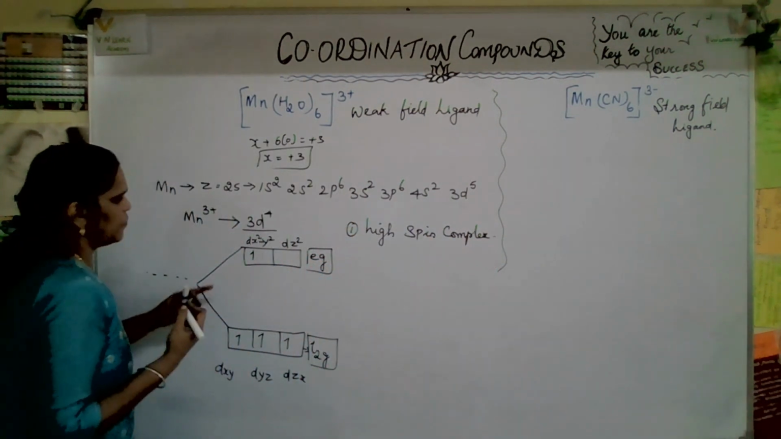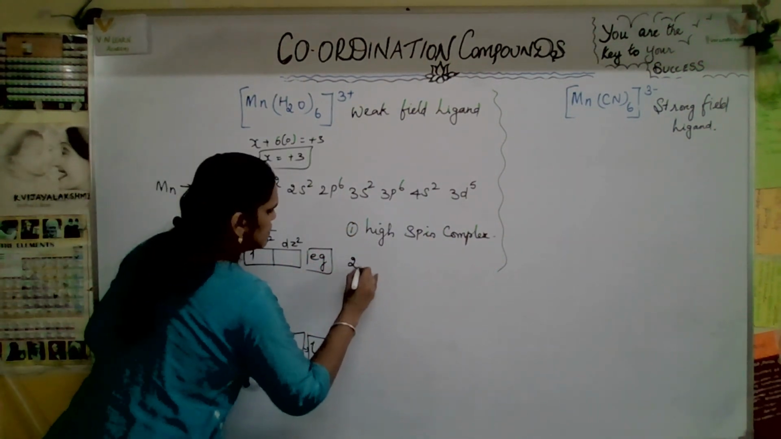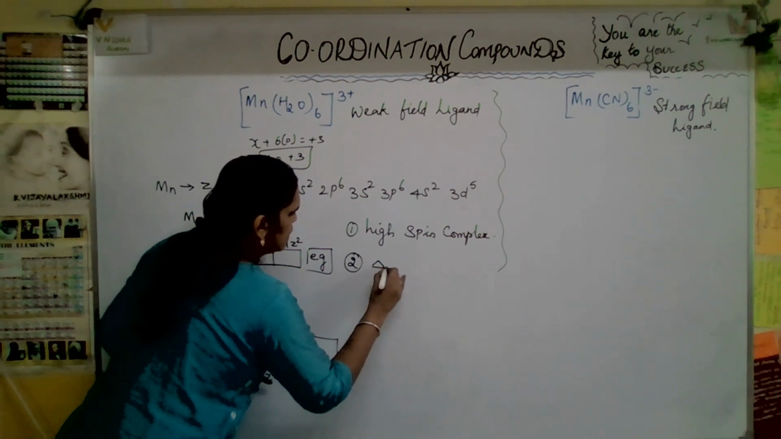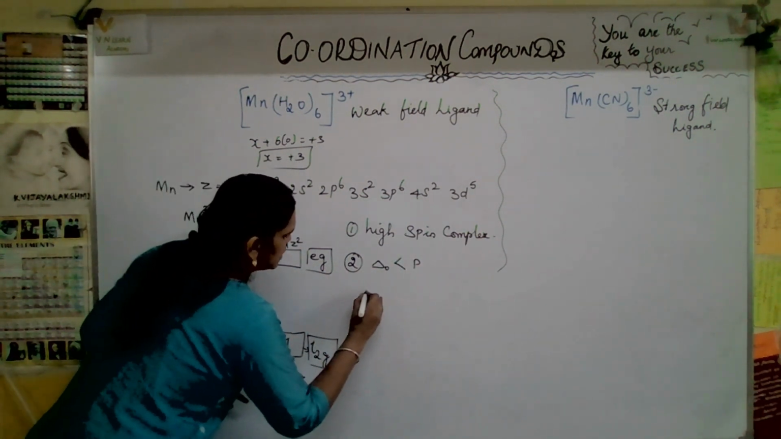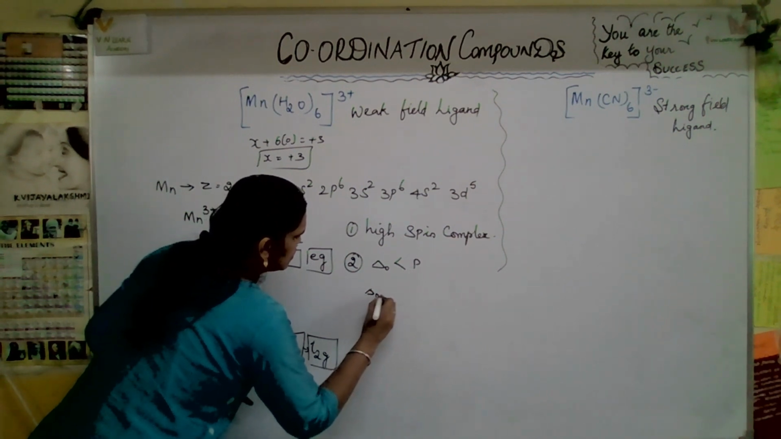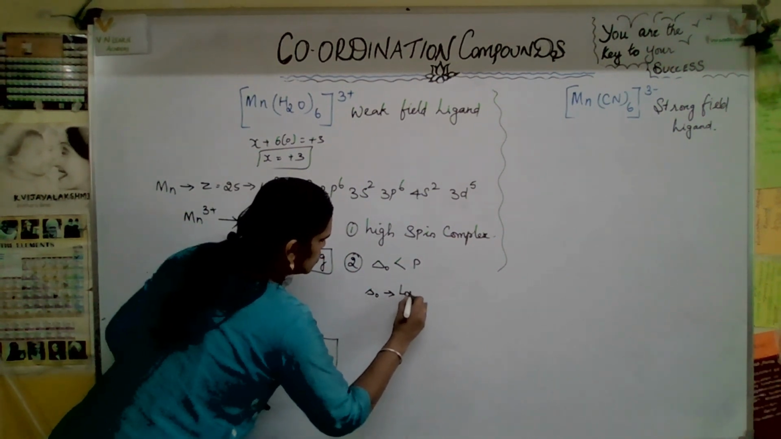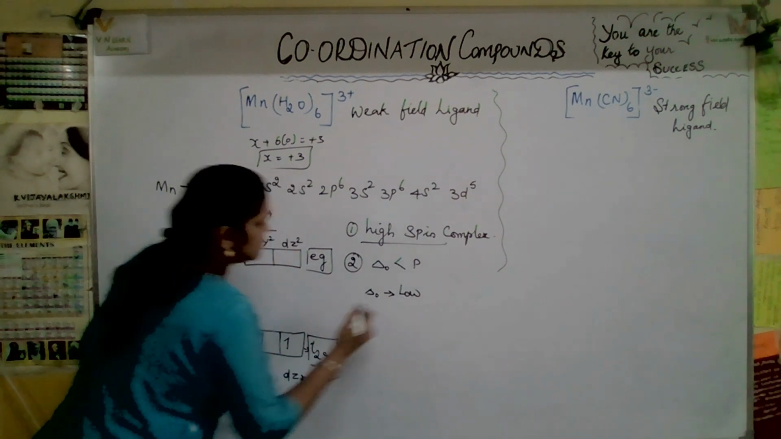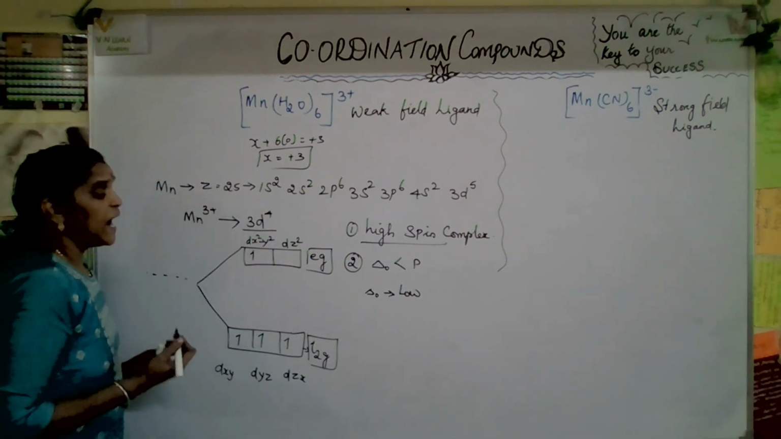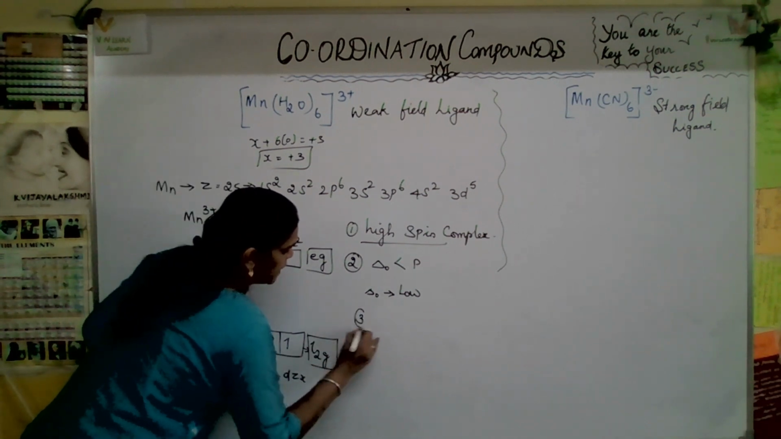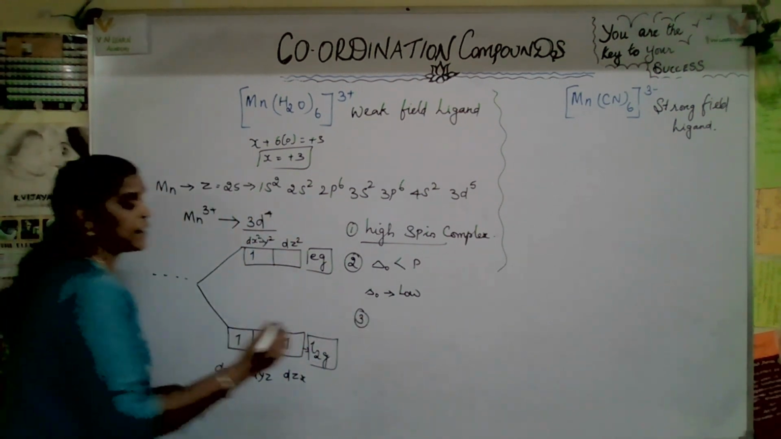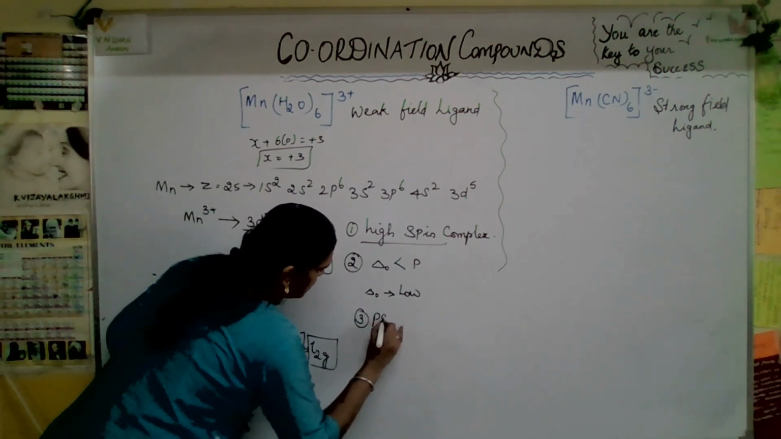Okay, now the second one, delta naught. Delta naught will be lower than P. So that means delta naught is low. High spin complex, but delta naught is low. And next one, magnetic property. What is it? Diamagnetic or paramagnetic? 100% paramagnetic.